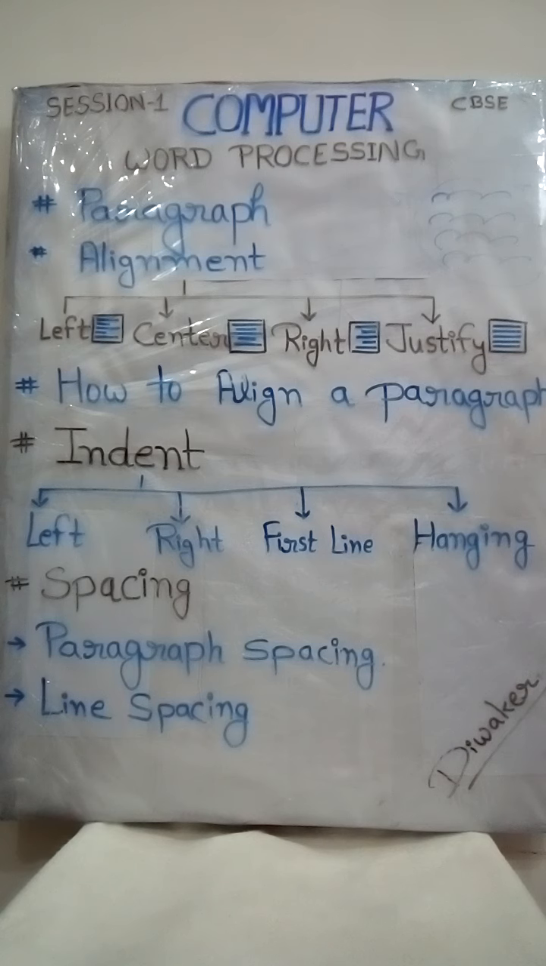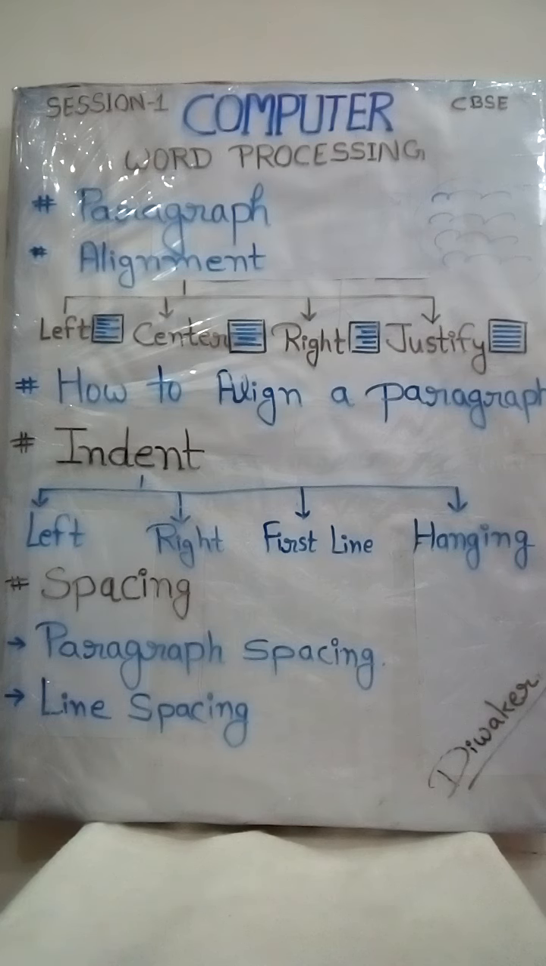Okay, what is the left indent? It is of 4 types: left, right, first line, and hanging. So what is the left indent? Left indent indicates the space between the paragraph and the left margin. Right indent indicates the space between the paragraph and the right margin.